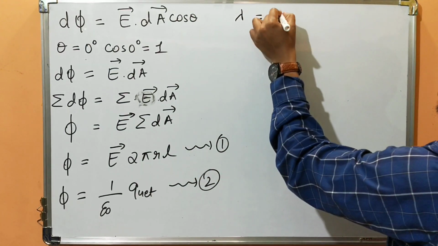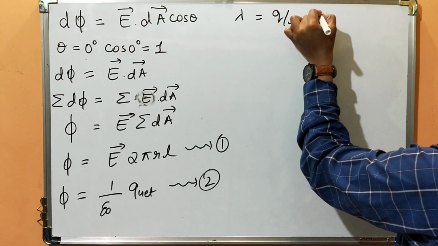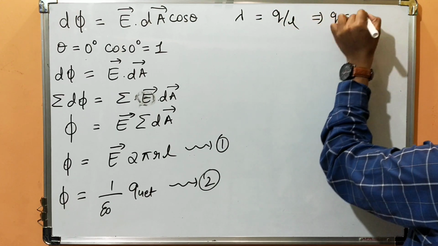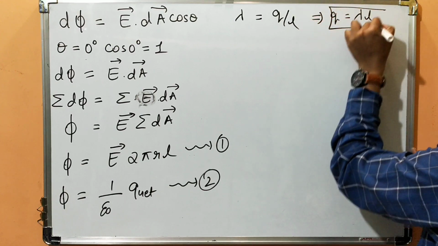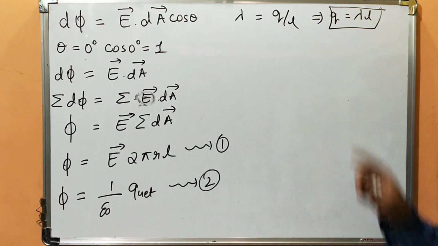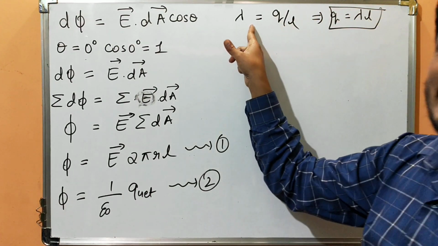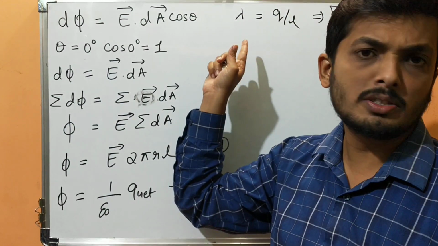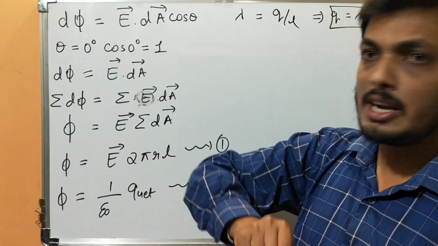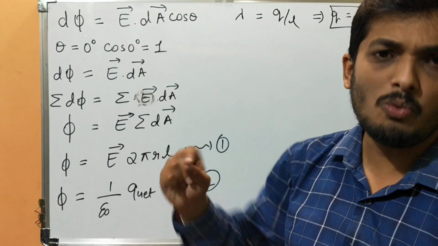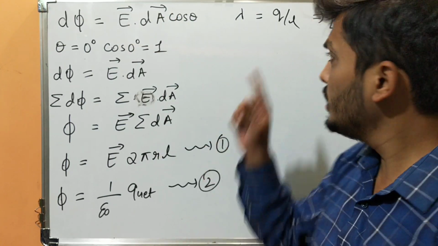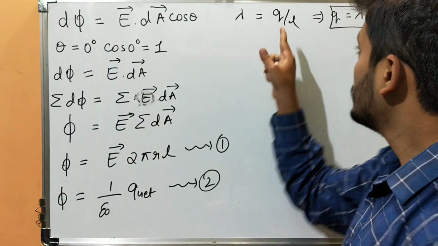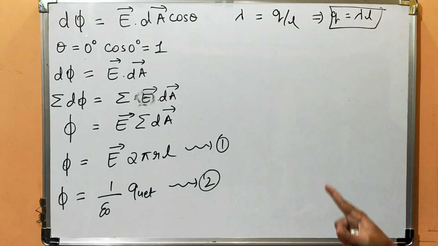So lambda is given by Q by L. So what will Q be? Q will be equal to lambda into L. Are you following this point? Lambda is the linear charge density. You might ask, sir, why do you consider lambda only? Why not sigma? Because that is an infinitely long straight wire. So if it is straight, linear, Q by L, so Q will be lambda into L.